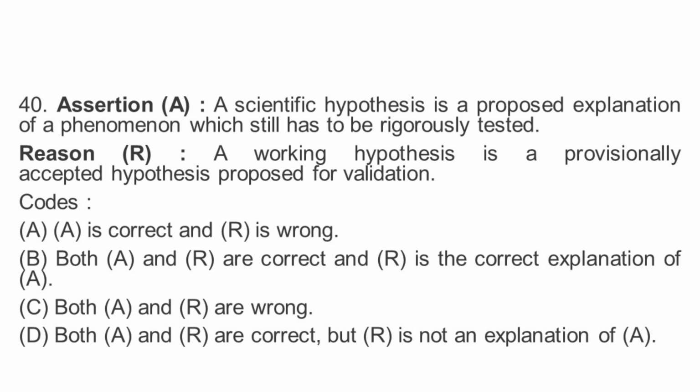So, moving on to the next question. Here, assertion is a scientific hypothesis is a proposed explanation of a phenomenon which still has to be rigorously tested. Reason, a working hypothesis is a provisionally accepted hypothesis proposed for validation. From the code, right answer is option B. Both assertion and reason are correct, and reason is the correct explanation of assertion.